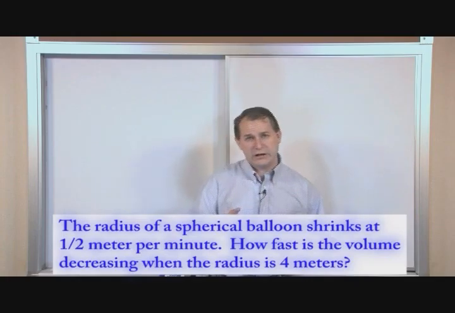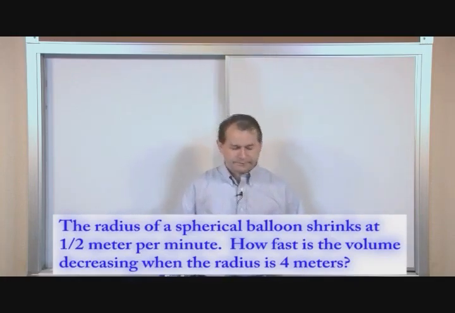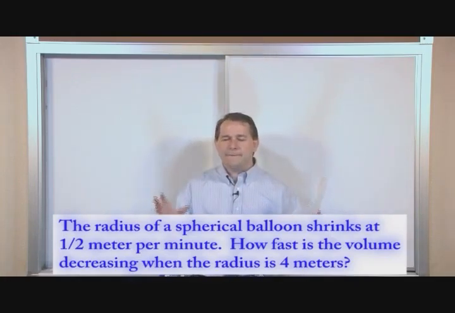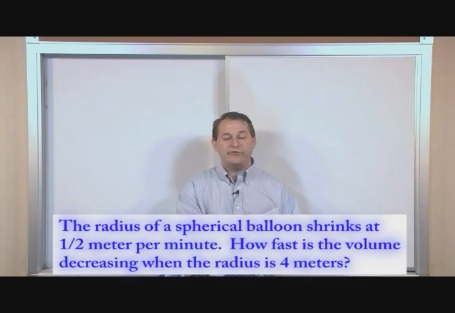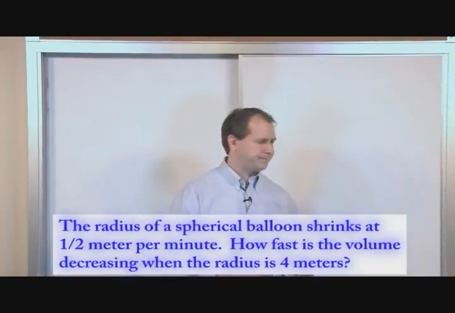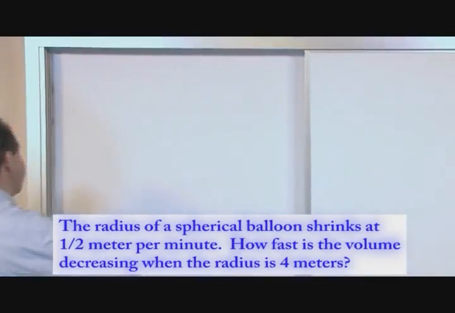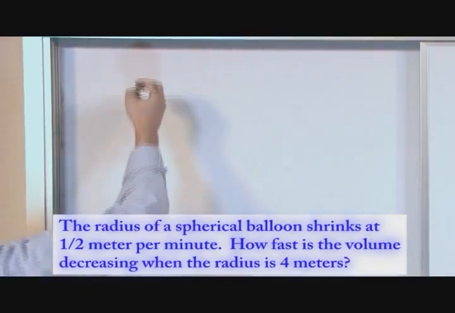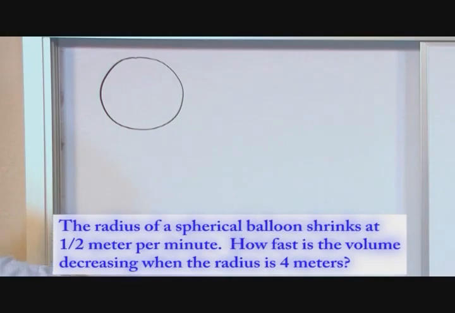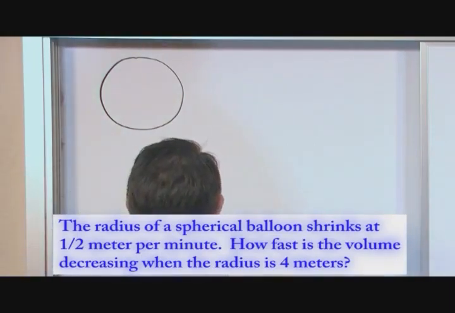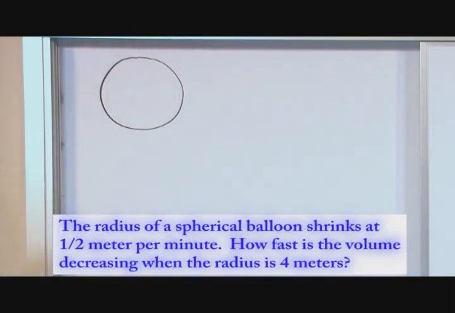But the number one thing you need to do is draw a picture. I cannot stress it enough. Every related rate problem you have, you must draw yourself a picture. The second thing is, what are you going to draw a picture of? We have a spherical balloon. That's a huge clue. So let's draw ourselves a sphere. So we know we're going to be dealing with a sphere. It doesn't tell you what to do with that information, but it tells us that we have a sphere.